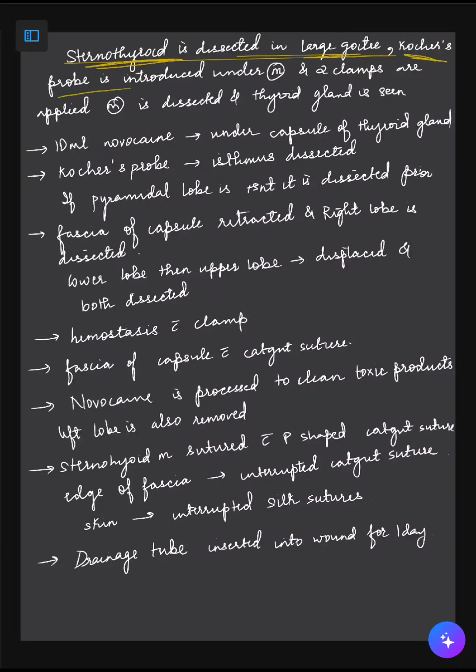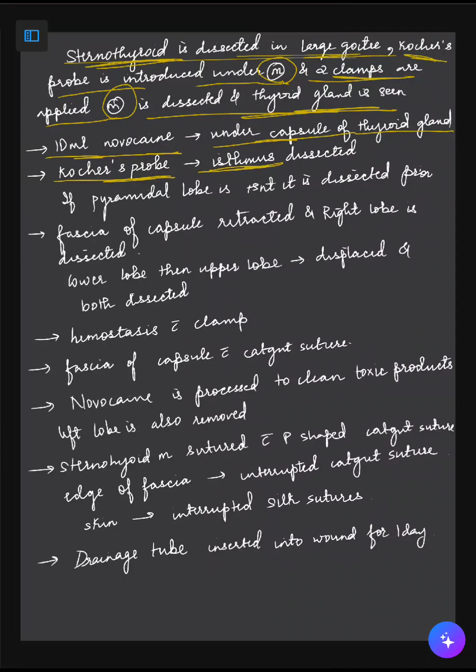Then Kocher's probe is introduced under the muscle and two clamps are applied to the muscle and is dissected and thyroid gland is seen. Now 10 ml of Novocaine is given under the capsule of thyroid gland. Then Kocher's probe dissects the isthmus. If pyramidal lobe is present, then it is dissected prior to the operation. Operation means before dissecting this capsule.